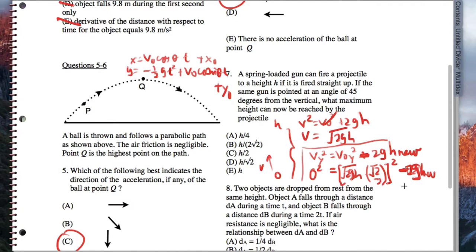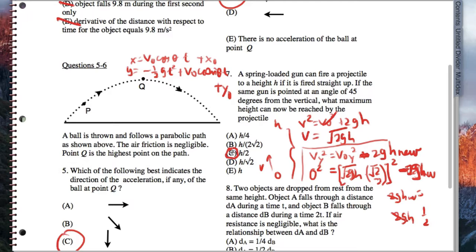And so when we solve for h new, we're actually going to end up getting 2gh new equals 2gh times 1/2. And so when I simplify, I'm getting half the height as my answer.